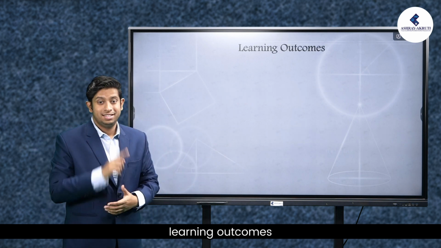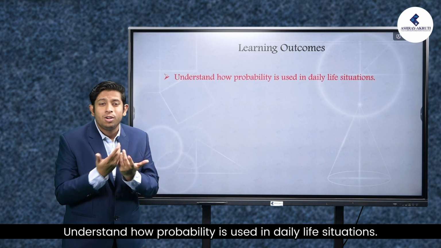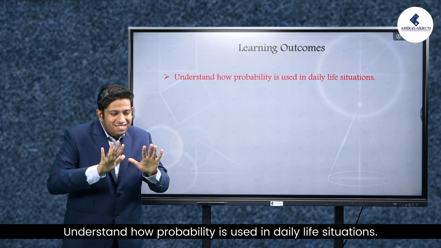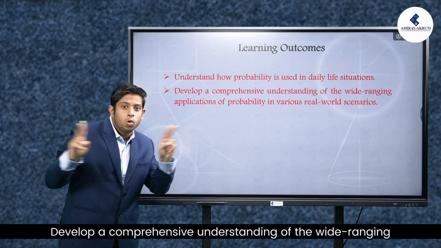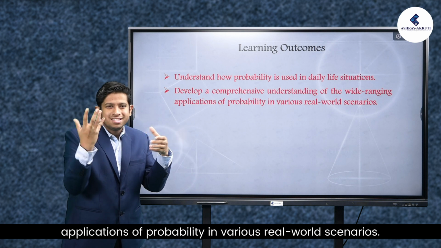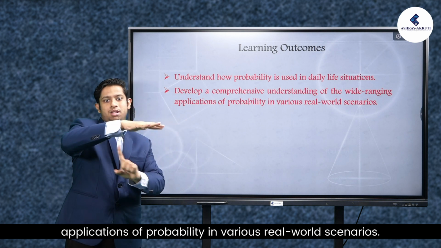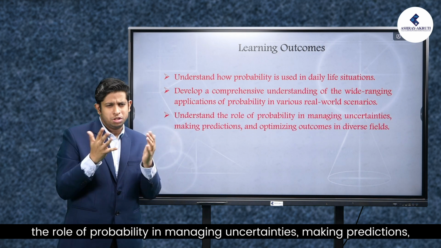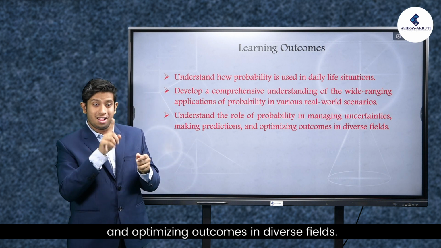Learning outcomes. After the completion of this lesson, you will be able to understand how probability is used in daily life situations. Develop a comprehensive understanding of the wide-ranging applications of probability in various real-world scenarios. Understand the role of probability in managing uncertainties, making predictions, and optimizing outcomes in diverse fields.